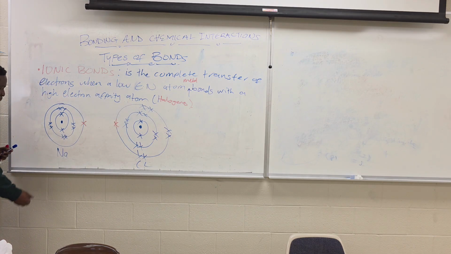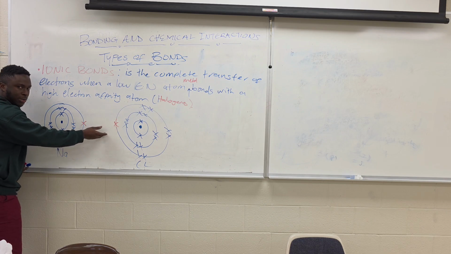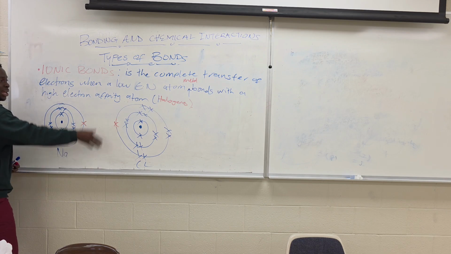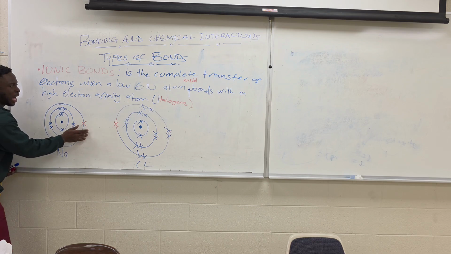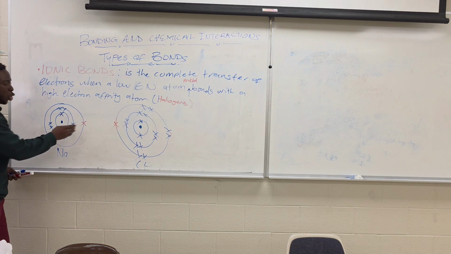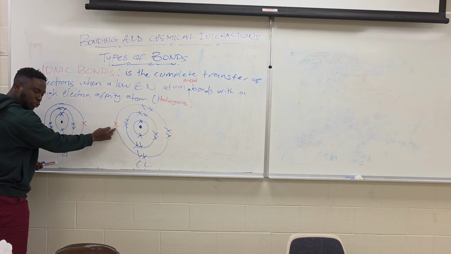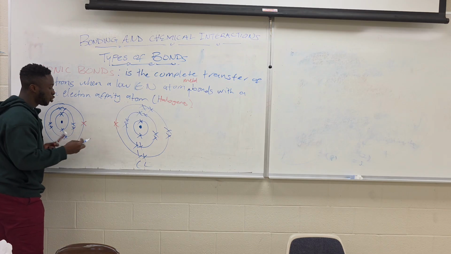Sodium over here has one valence electron that it wants to get rid of, so that it will be stable. It will also attain the octet. Then it will have 8 in its valence shell, and that makes it have a low electronegativity. So sodium here will completely transfer this electron to the chlorine atom.